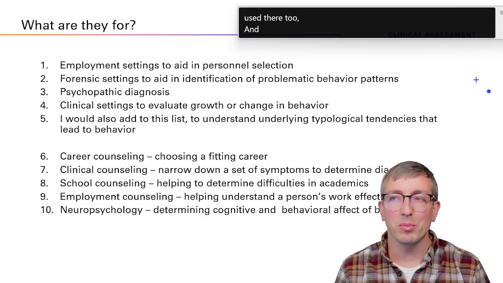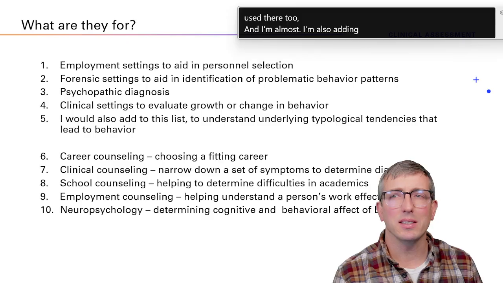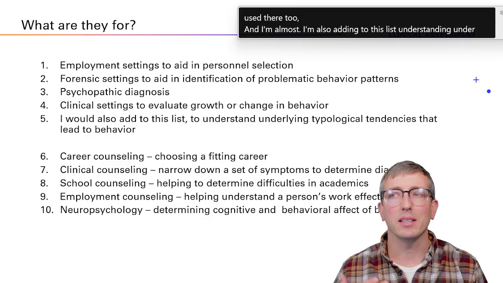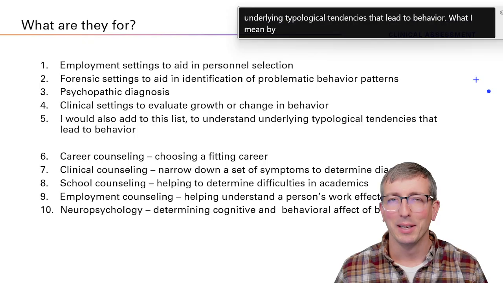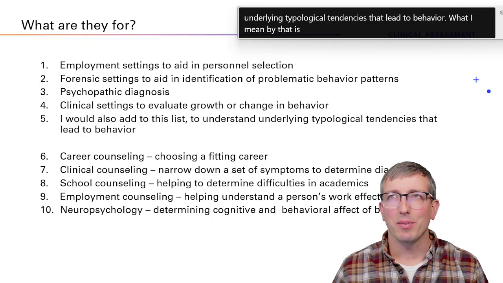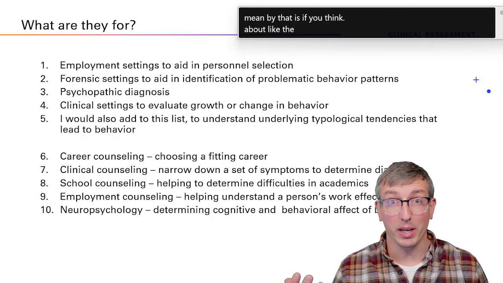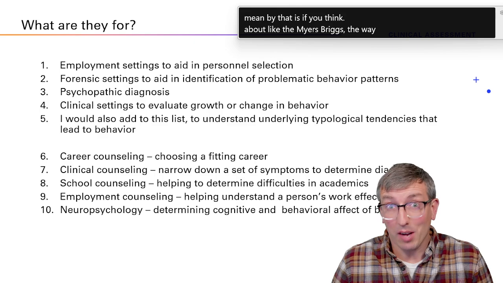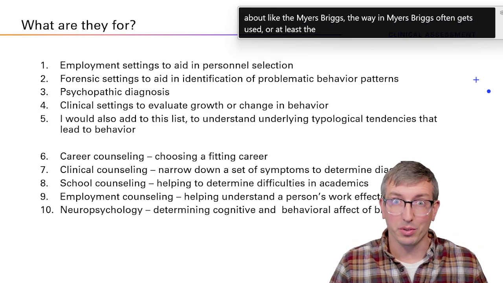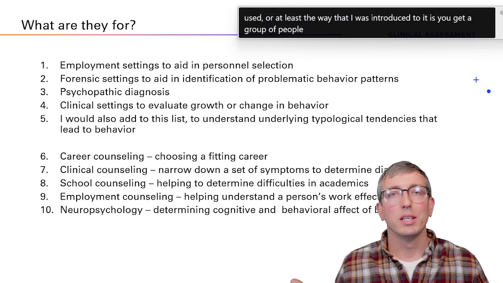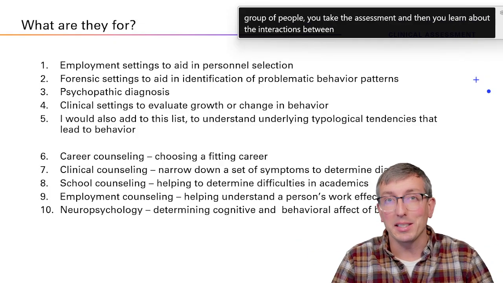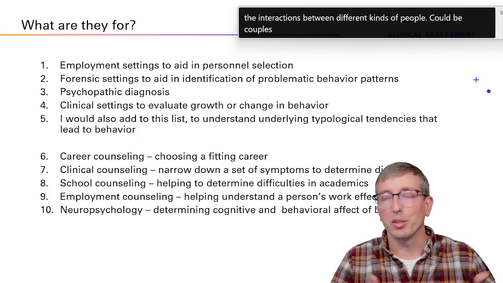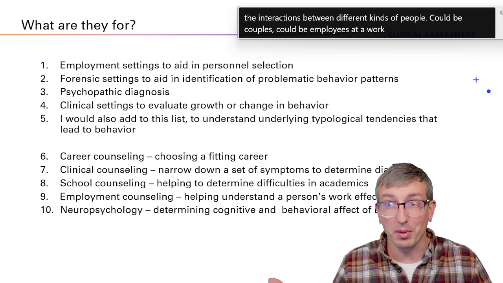And I'm also adding to this list understanding underlying typological tendencies that lead to behavior. What I mean by that is, if you think about the way Myers-Briggs often gets used, or at least the way that I was introduced to it, is you get a group of people, you take the assessment, and then you learn about the interactions between different kinds of people. Could be couples, could be employees at a work site, something like that.